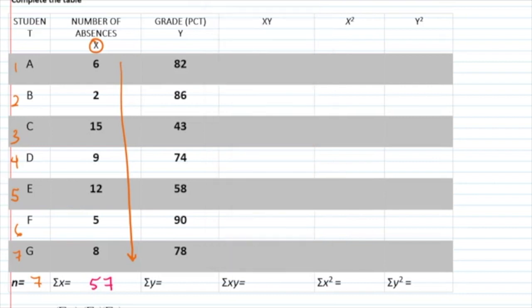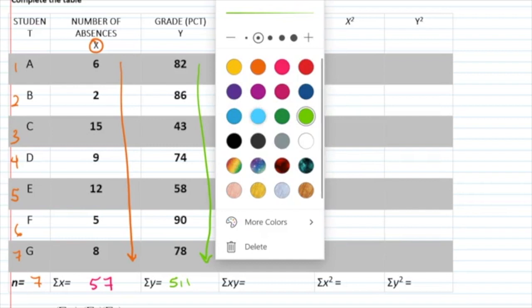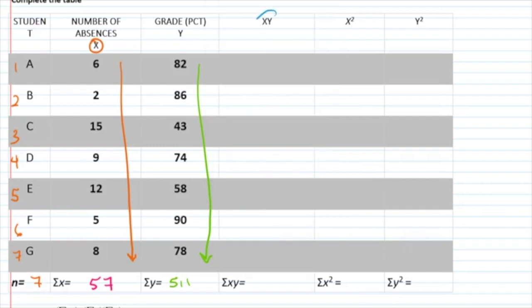Then let's use green. The sum of the Y's, we add this column. That is going to be 511. Let's use a nice blue over here. Now I need to multiply the X and the Y, and then after I multiply them, I'm going to add them. So here I'm going to multiply 6 times 82, and that is going to be 492. Here's going to be 2 times 86, and that is going to be 172.